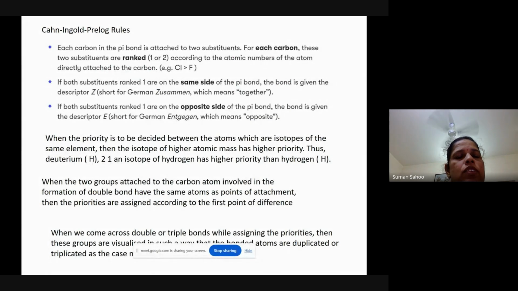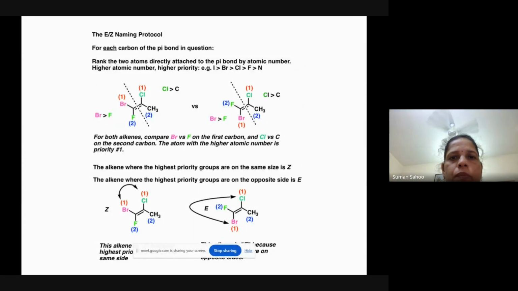Okay, so this rule suggests that when the higher ranked groups are on the same side, we give the designation Z, and when they are on the opposite side, we give the designation E. This protocol we have already seen: when bromine is the higher priority on this carbon and chlorine is the higher priority on this carbon and they are on the same side, this would be Z. And in this case, your higher priority bromine is on this side and the higher priority chlorine of this carbon is on the opposite side. Then that has to be E.